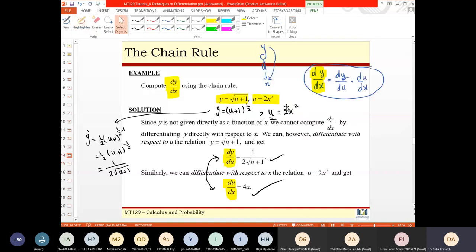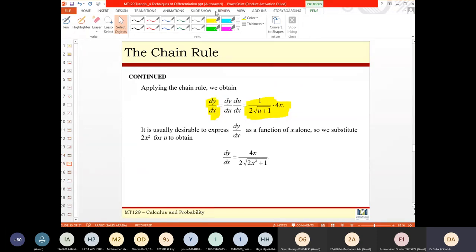Simply ببساطة نشتق الأول ونشتق الثاني ونضرب الناتج في بعض. ببساطة أشتق y, أشتق u, and I multiply the two answers. Considering إن u is a function في x طبعا. So if you multiply the two things, this is what you will get. برضو I know إن u is equal to 2x squared as they give me in the question. Change it with a 2x squared. So we remain with all x answer, and this will be our derivative. So this is the second way to apply the chain rule هنا.